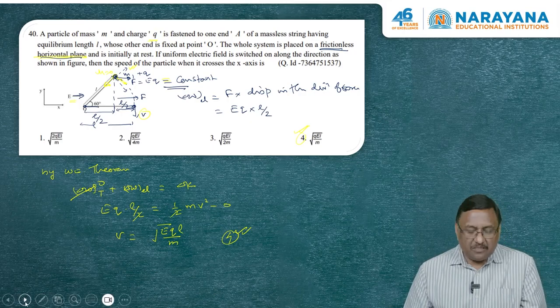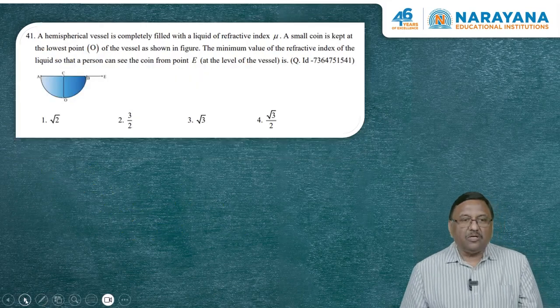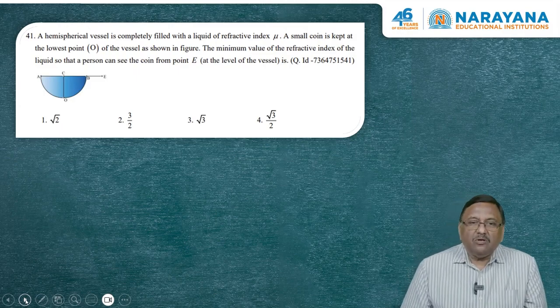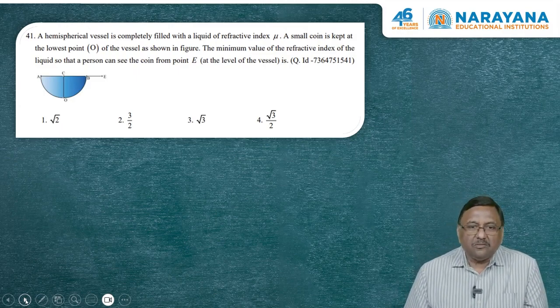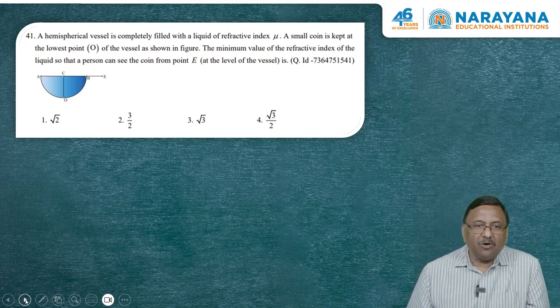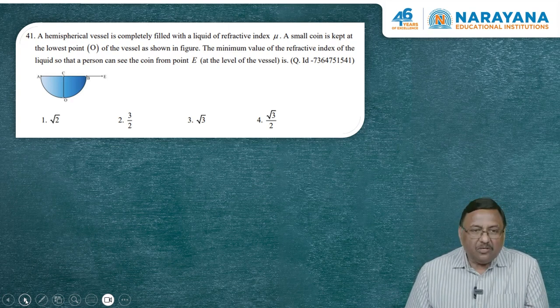Let us move for the next now. Question number 41. Again, this is a question based on your ray optics. So this is the second question we are going to get in the ray optics. One they have asked on the prism, now it is there. Let us read the question now.